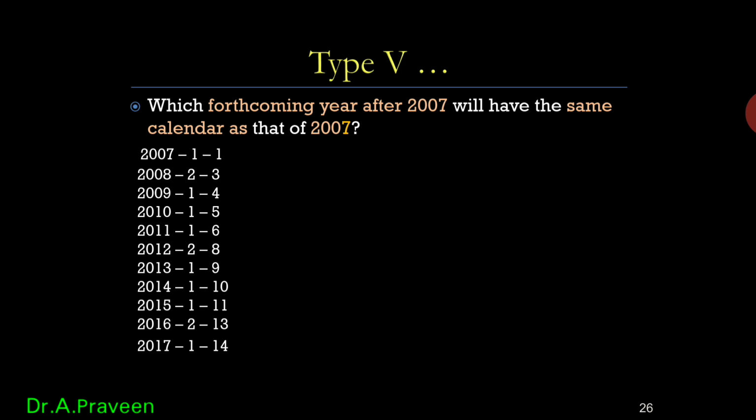The next year 2018 may have the same calendar as that of 2007. 2018 is not a leap year. The given year 2007 is also not a leap year. So therefore we can conclude that the year 2018 will have the same calendar as that of 2007.